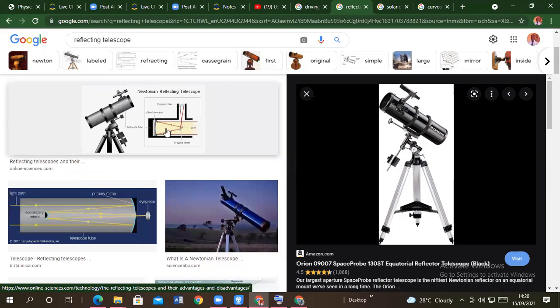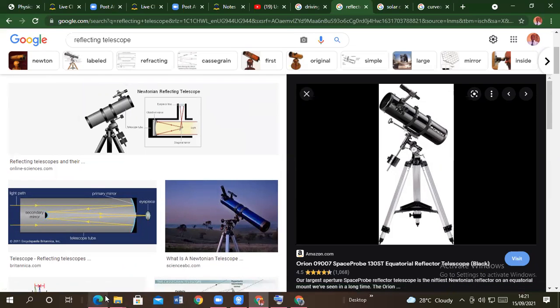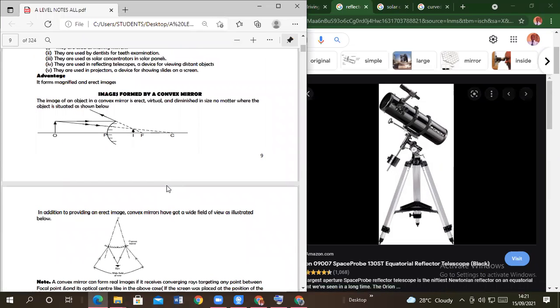So those are reflecting telescopes. They have got reflecting mirrors, and those mirrors are concave. Members, are we together? Yes. Very good. So we go to the next thing.